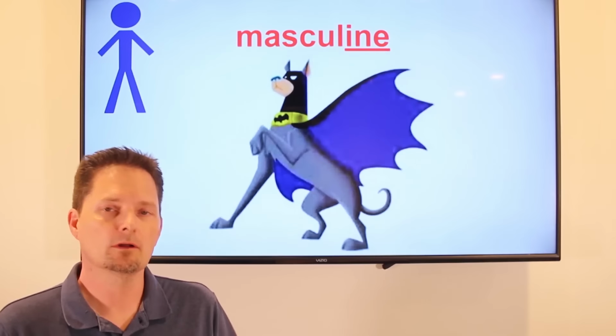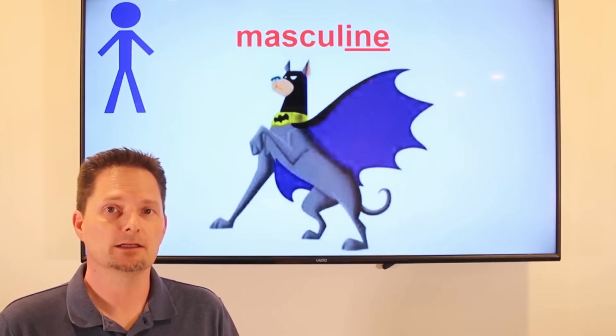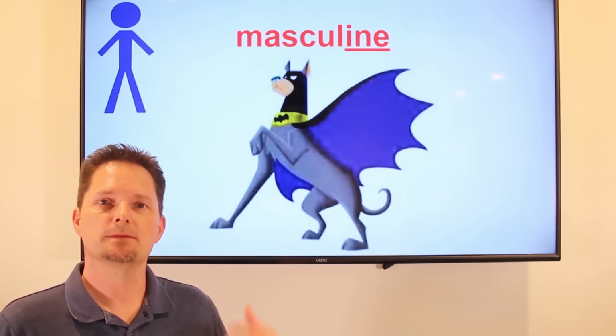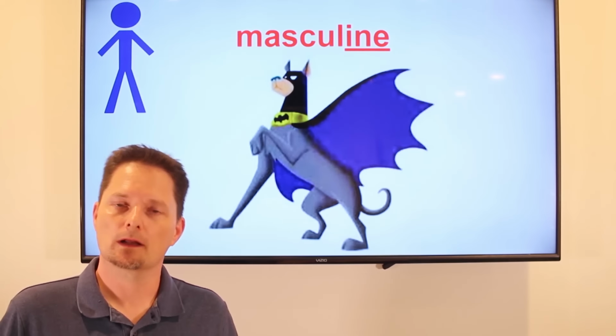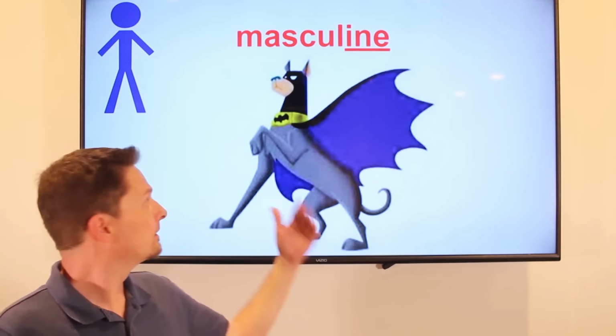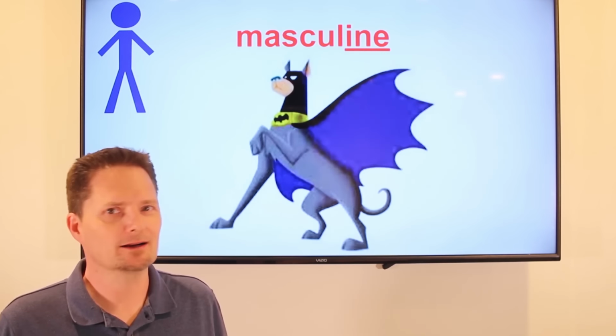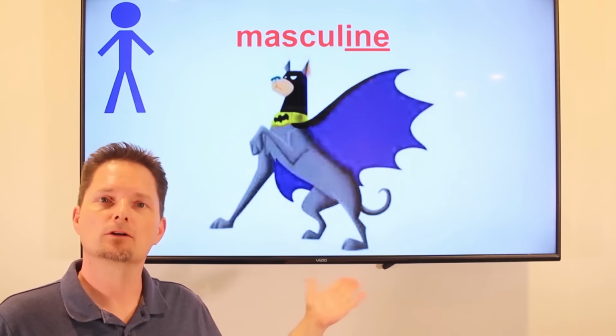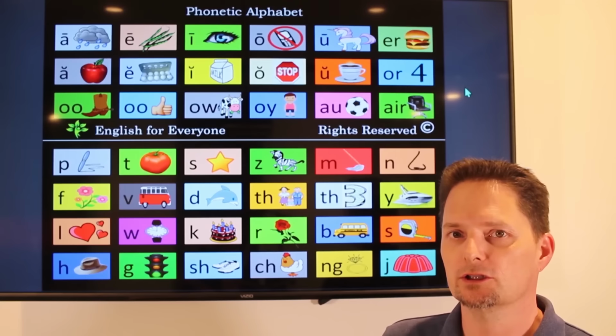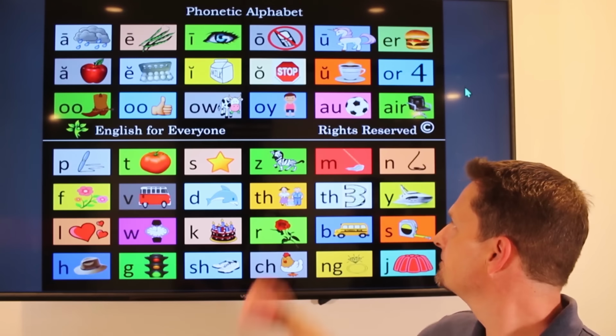Very good. Example, masculine. Masculine is an adjective. Describes something that looks like a boy, like a man. This dog looks masculine, like a boy, like a man, not like a girl. The dog looks masculine. Pronunciation, masculine.